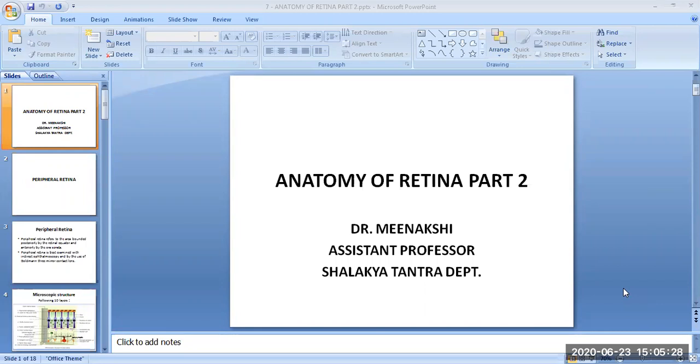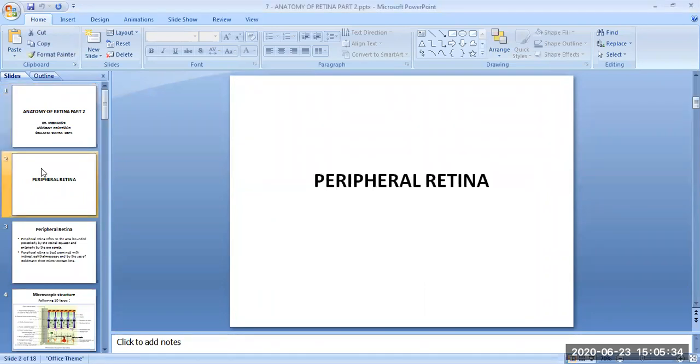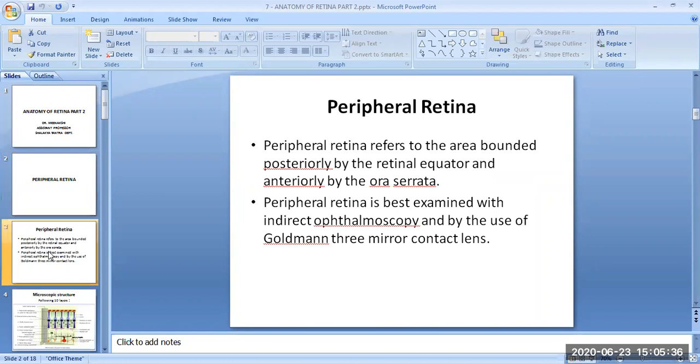Today we will discuss the anatomy of the retina, part 2. And we will discuss the peripheral retina and the various layers of the retina. So, what is the peripheral retina? It refers to the area bounded posteriorly by the retinal equator and anteriorly by the ora serrata. The peripheral retina is best examined with indirect ophthalmoscopy and by the use of a Goldmann three-mirror contact lens.